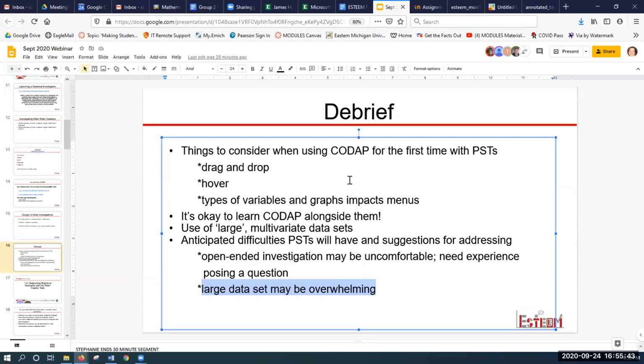Any questions about CODAP and the data investigations we have? We've highlighted the data investigations in the foundation module, but we definitely have CODAP data investigations in every single part of every single module that we've written.